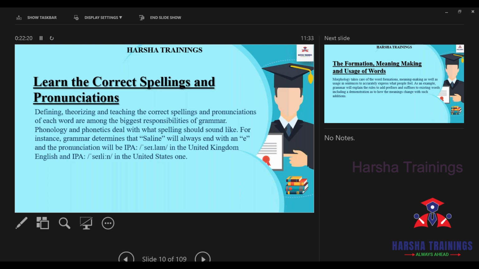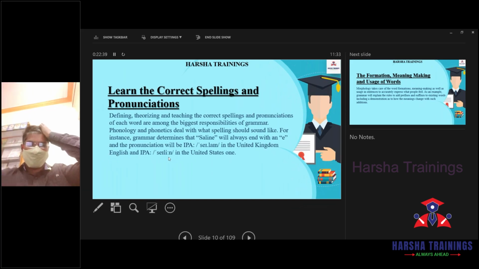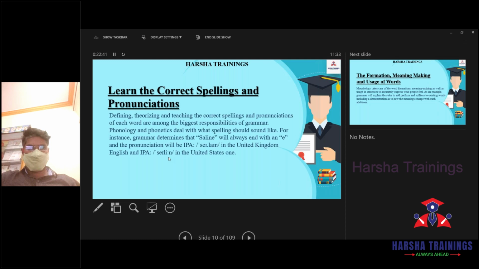Okay. So in the US, how do we pronounce it? It is there on the screen. No, it is not pronounced the same way. In the UK, it is pronounced one way, but in the US, it is pronounced differently. The meaning of the word is the same. The spelling is also the same. Only the pronunciation is different.